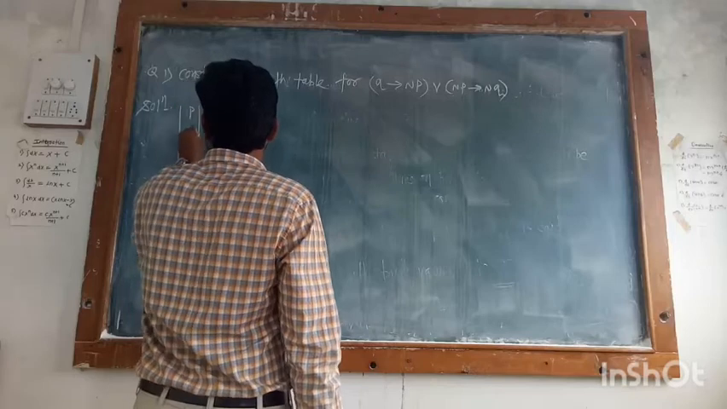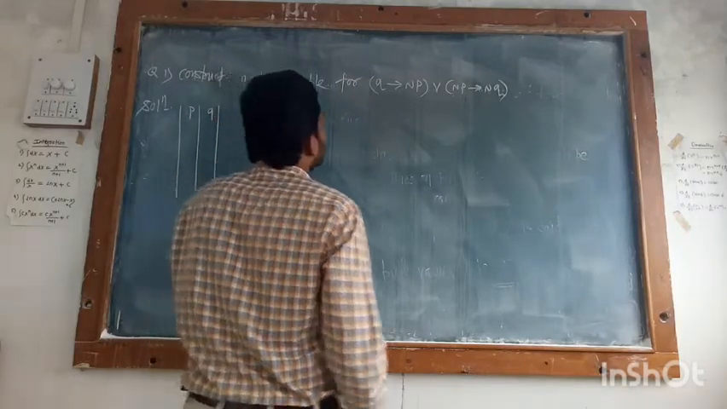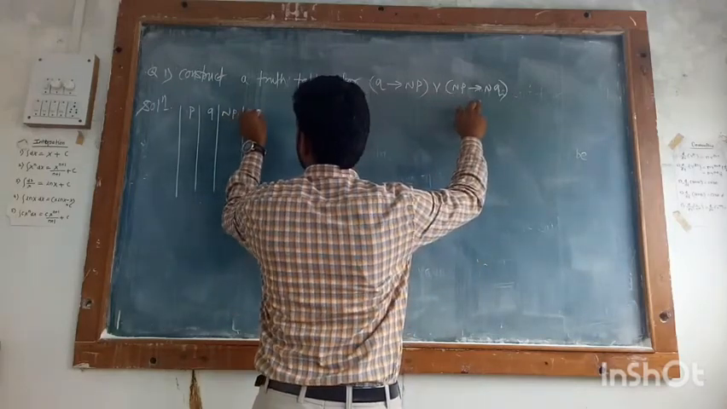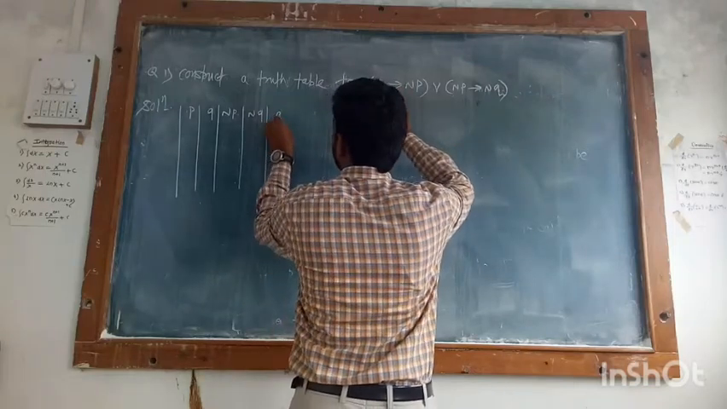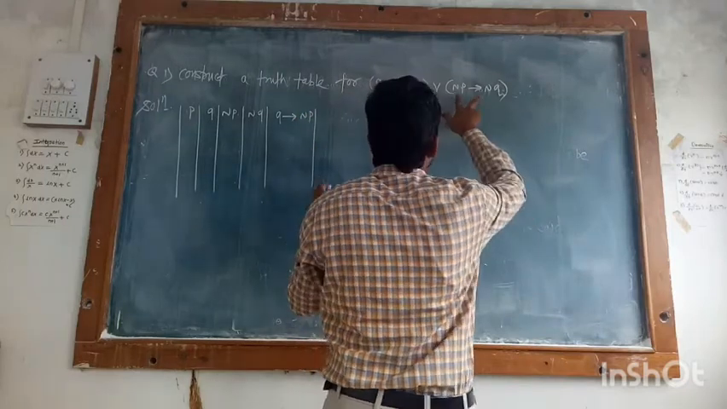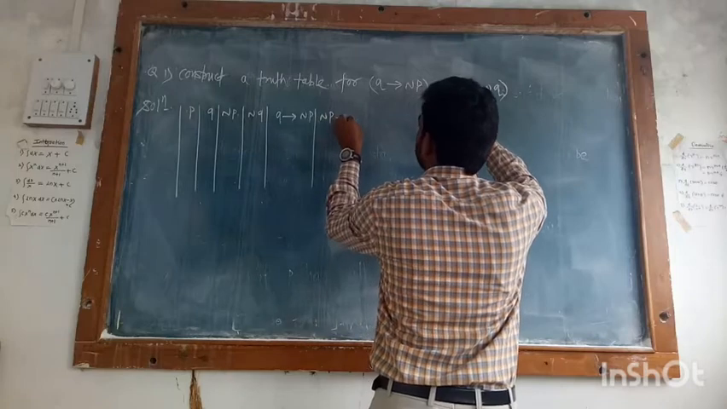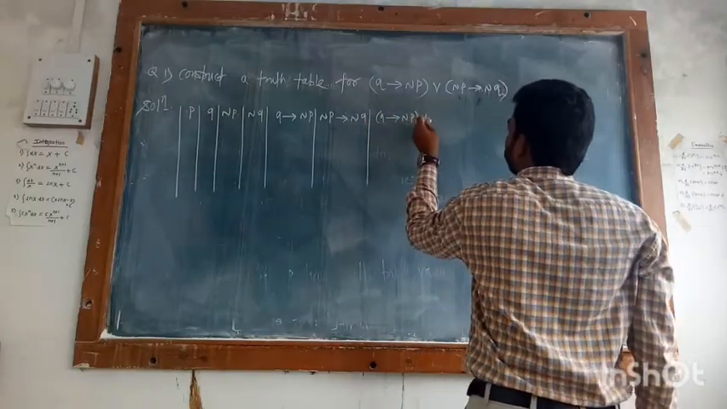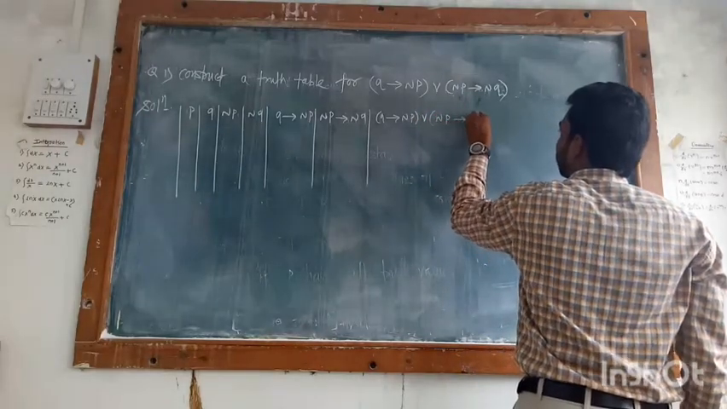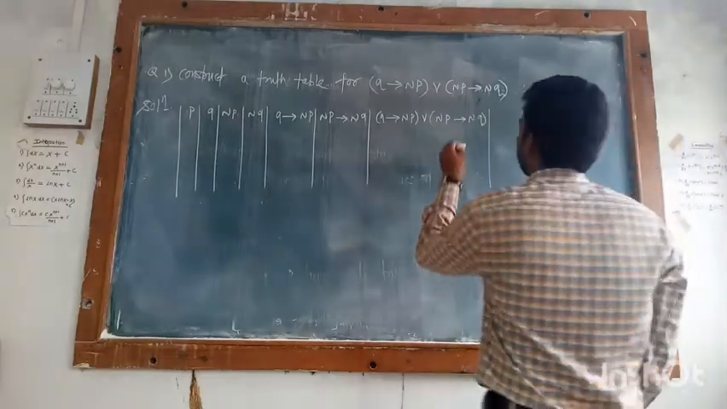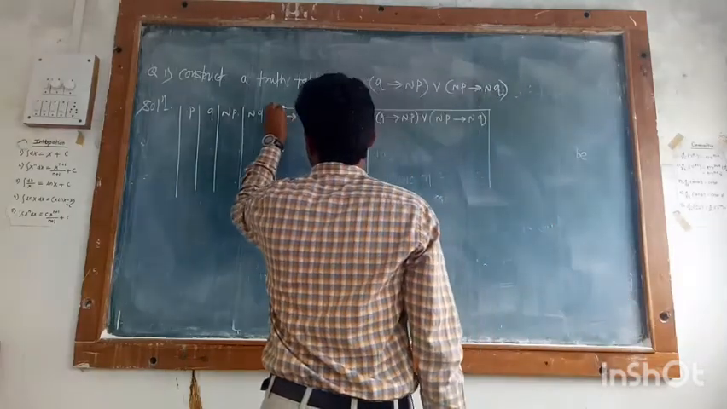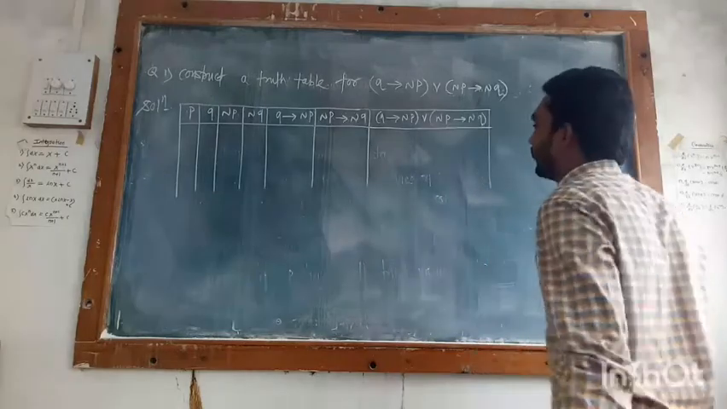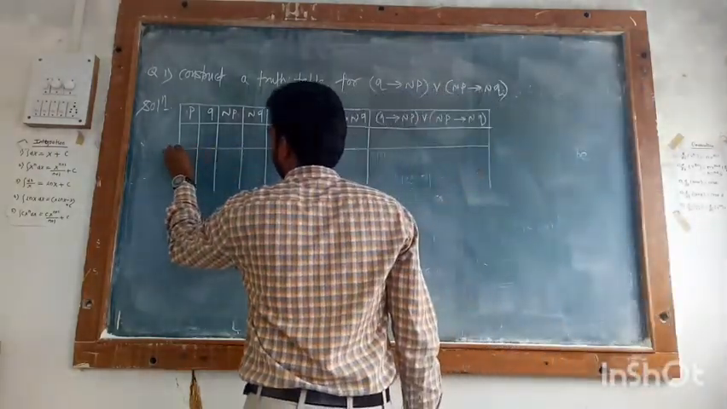Your first column contains proposition P, your second column proposition Q, your third column negation P. Column number 4 is for negation Q. Column 5 is for Q implies negation P. Column 6 is for negation P implies negation Q. Your last column, the 7th, is for Q implies negation P or negation P implies negation Q. So the table has 7 columns and 4 rows, because there are 2 propositions.